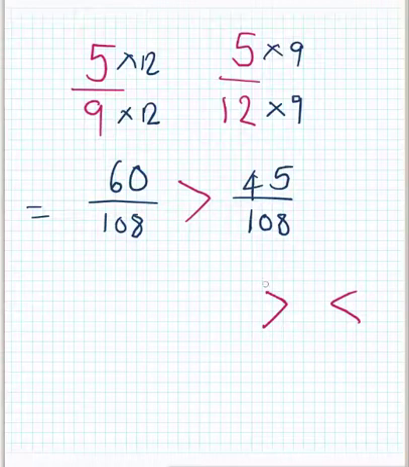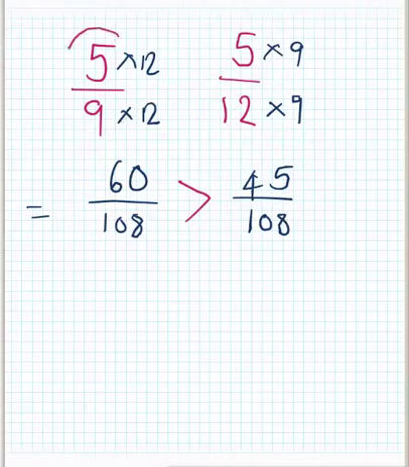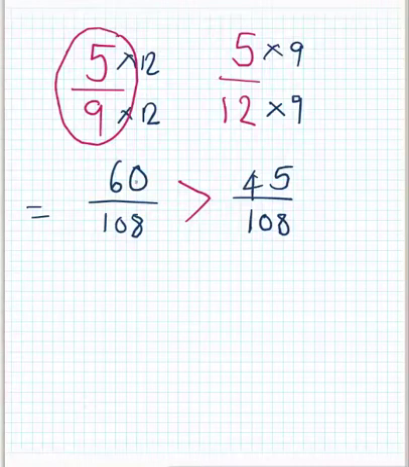Okay, and that's it. I've compared these fractions. First, I've estimated. I knew that 5/9 was larger because it's past halfway, but to prove that I was correct, I then had to make my denominators the same, and then I compare my numerators. And 60 and 45, well, 60 is way larger than 45, and I inserted my greater than symbol.